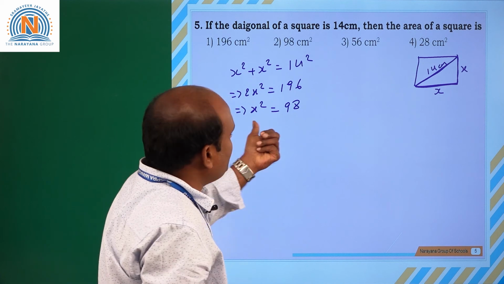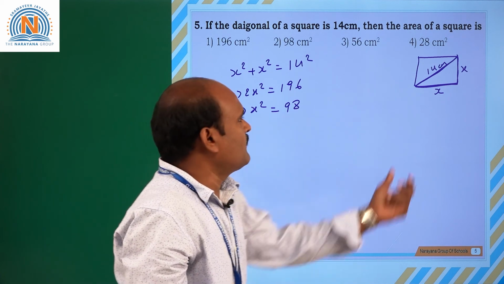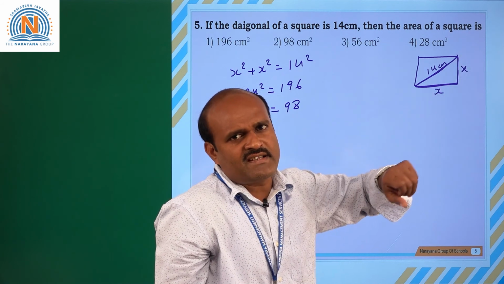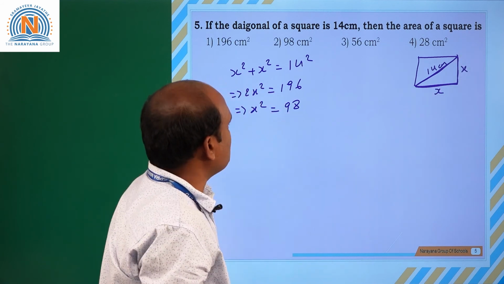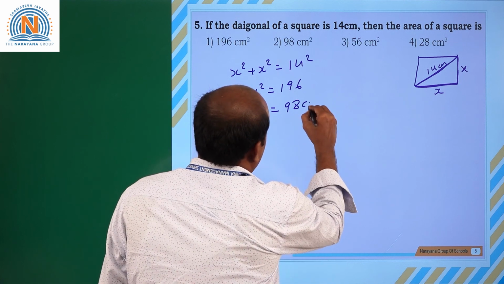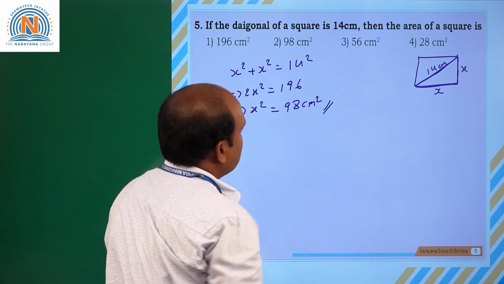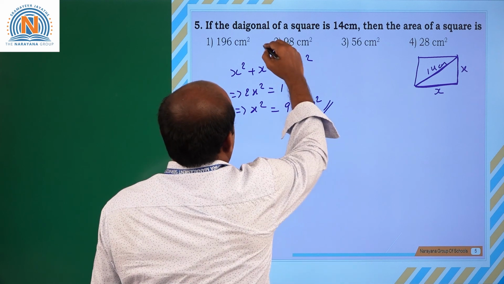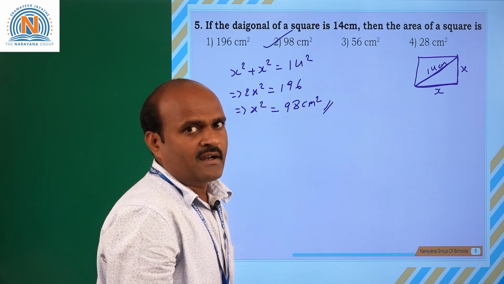X square is nothing but area of a square. Why? Side of a square is x, then area of a square is x square. So x square is equal to 98 centimeter square. So area of a square is 98 centimeter square. That is option 2 is the correct answer.